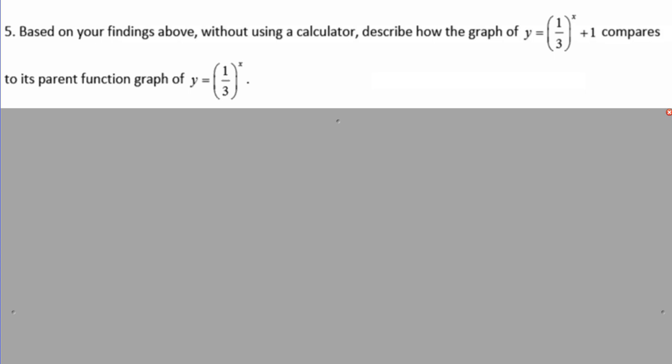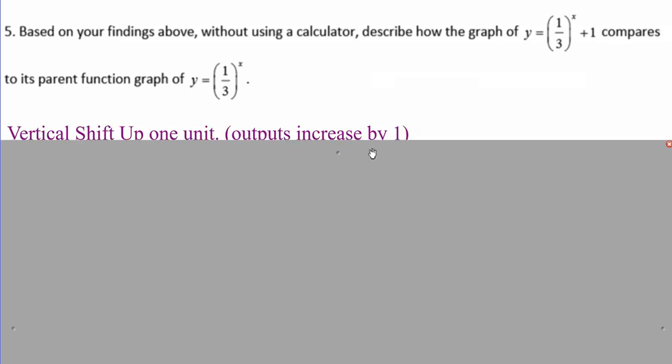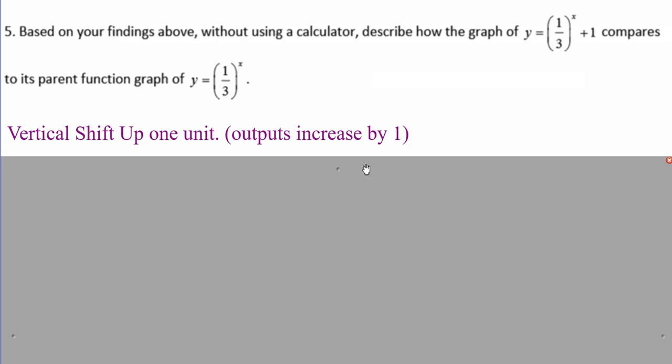Well, it's still going to be a decay because that b value did not change. But if we're adding 1, that's going to impact the outputs. So it's going to be shifting everything up 1 unit from where it was before. So that's going to increase the outputs by 1.